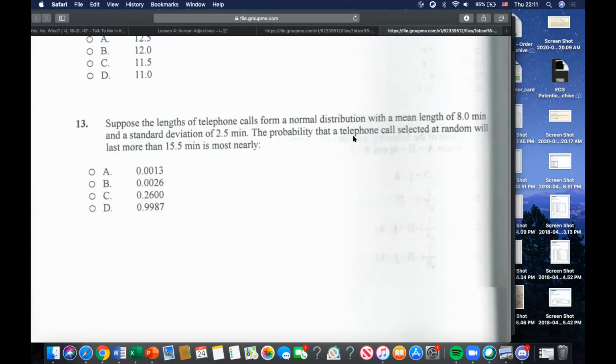Yeah, what's number 13? Oh, this one you have to use the handbook again. So like, the mean is 8. It's a normal distribution, so you know it's a bell curve. It has to do with standard deviations and whatnot. So our standard deviation is 2.5, right? So if you do algebra, oh yeah, and we're trying to find more than 15.5. How many 2.5 standard deviations away from 8 is 15.5?